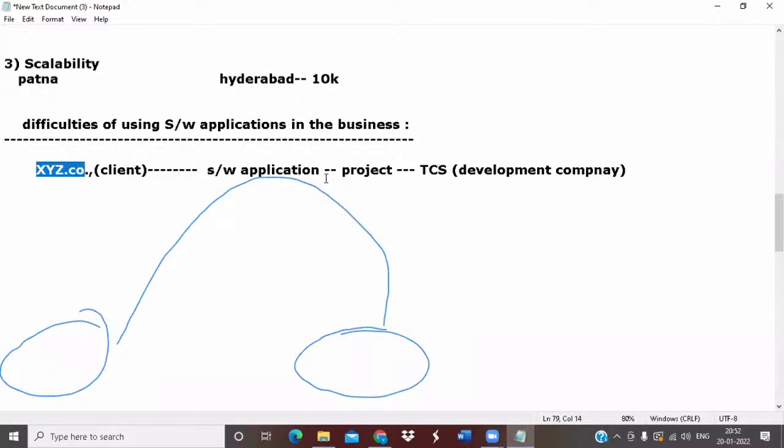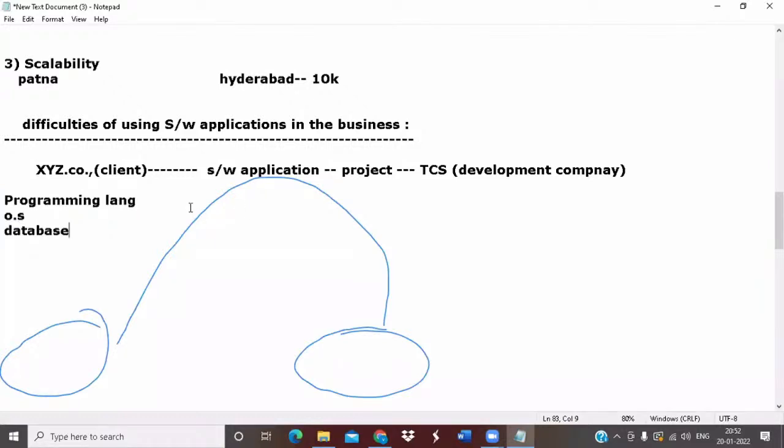If TCS wants to develop the project as per the client requirement, does TCS need some programming language or not? Yes. Definitely. Do they need some operating system or not? And also they need some database. Without these three, it is not possible to develop any application for any client. Everybody knows this point. So programming language, operating system, database: these are the three minimum prerequisites to develop any project for any company.